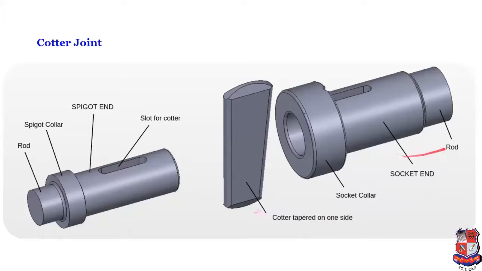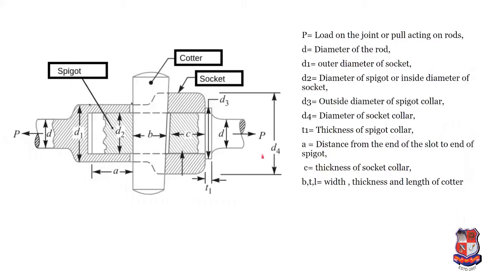At the end of the socket, this one is the rod, socket end, socket collar, and again a slot for the Cotter. This one is the Cotter, and one edge of this Cotter is tapered. So this one is the structural view of the Cotter joint.